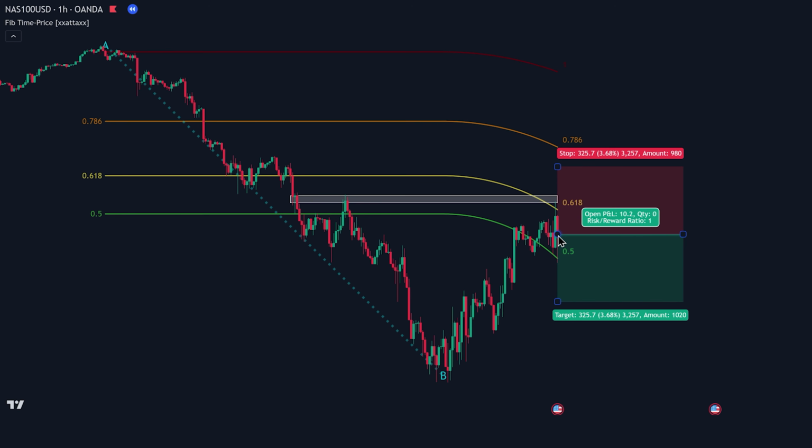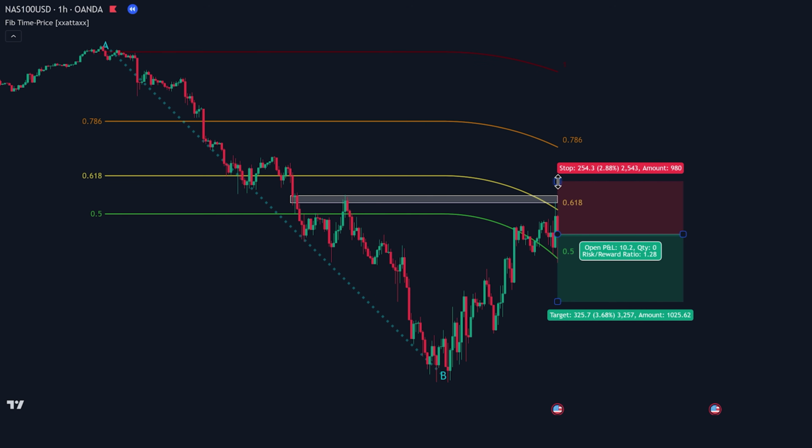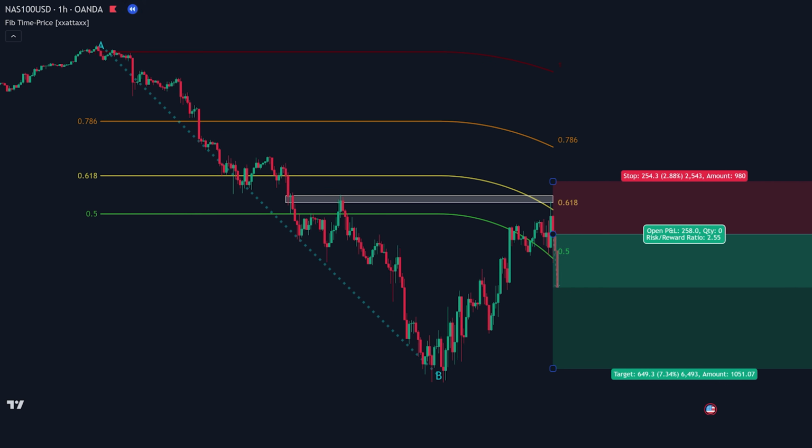For risk management, the stop loss is set slightly above the 0.618 Fibonacci level. The take-profit target is set lower, near the previous swing low. Let's see how this trade plays out.